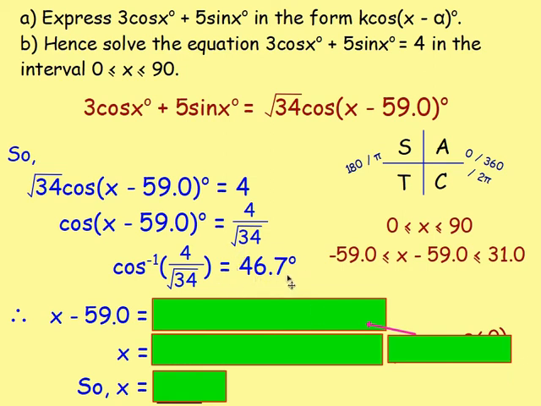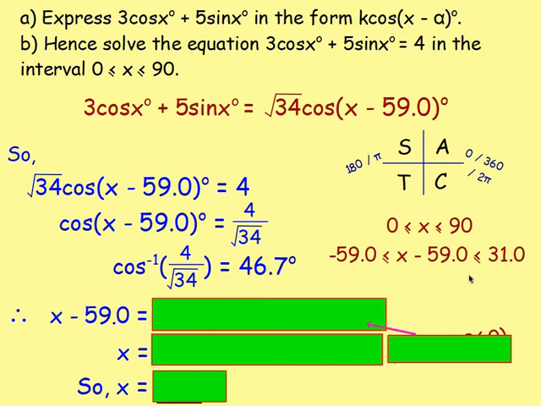You need to think about the limits though. We've got 0 and 90. x is between 0 and 90. But here we've got x minus 59 degrees. So x minus 59 degrees would be 0 take away 59, you get negative 59. And 90 take away 59 is 31.0.